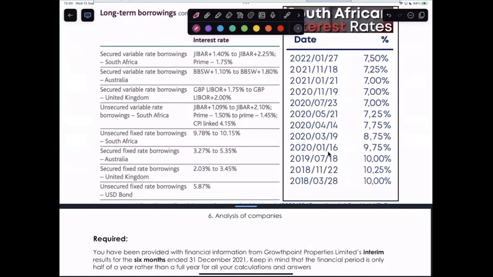Now, what's interesting here is that you can see that they borrow money in South Africa as well as in Australia and the United Kingdom. And in South Africa, you can see there's secured rates and unsecured rates, and unsecured simply means that they don't have collateral or a bond or something. There's no assets acting as security for the loan, and therefore the interest rate would be higher for those. Notice what's interesting is that in Australia and the United Kingdom, your interest rates are a lot lower than what they are in South Africa.